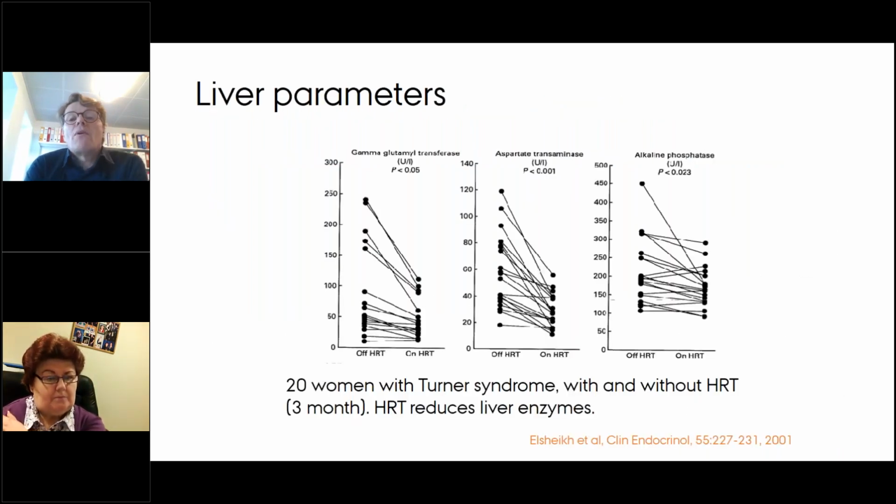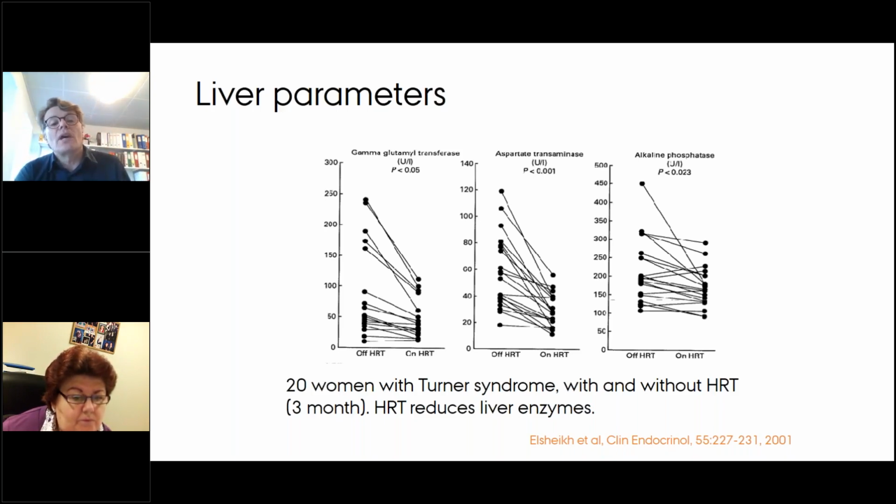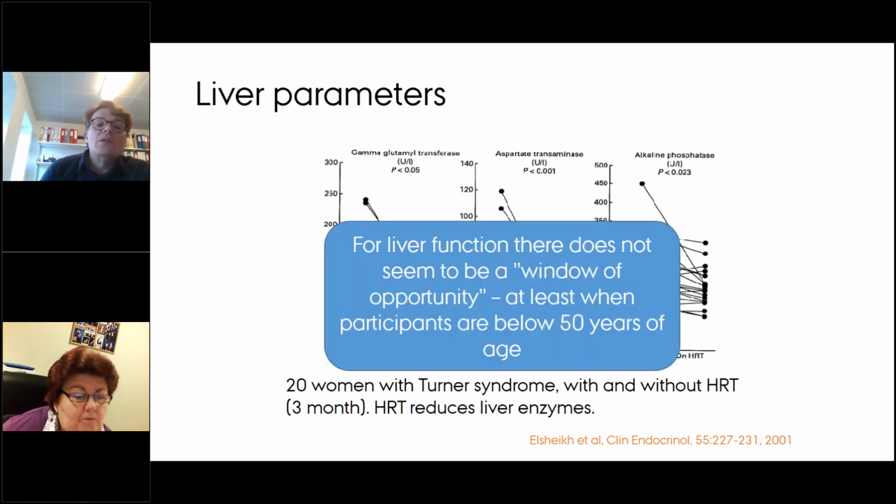Liver parameters are often increased in the women that we see in the outpatient clinic. And we know from several studies, this is a study from London, just showing you that when you treat with HRT, there is a rapid fall in all liver parameters, emphasizing that HRT is also important for the liver. And also here, we don't see a window of opportunity, at least when participants are below the age of 50 years.